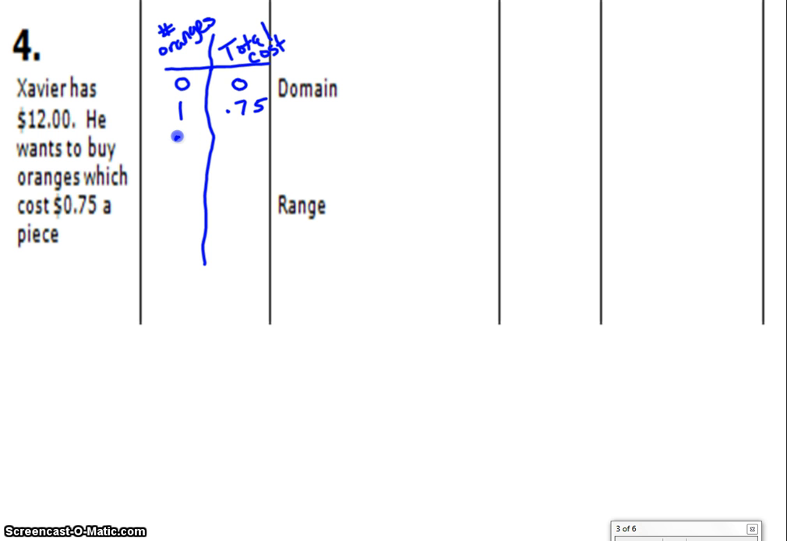If he purchases 2 oranges, he's going to pay 2 times 75 cents, which is $1.50. And I can keep going. He can buy 3 oranges, which would be 3 times 75 cents, which would be $2.25. Okay, and we can keep right on going. Now, this sentence right here tells me that there's a limit to what he can buy. The most he can spend is $12. So somewhere down here, I'm going to have a range of $12. Okay, that's the most he can spend, or a range value of 12.